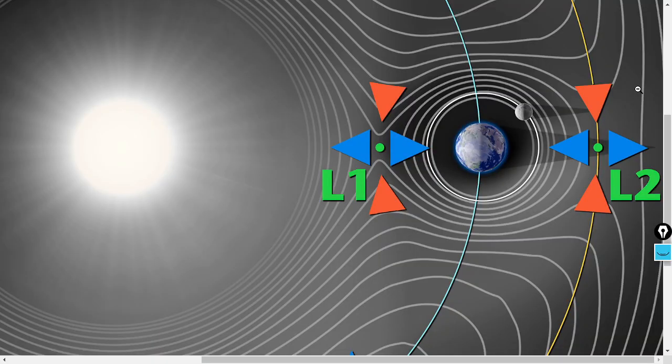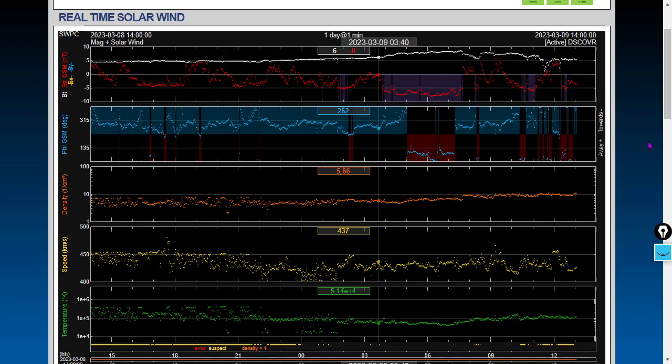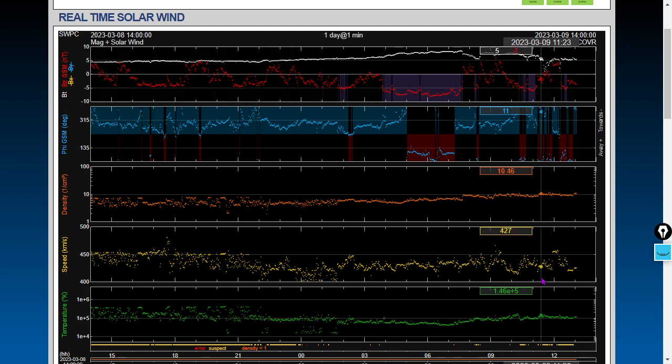So before we get to that info, let's take a look at the real-time solar wind measured at Lagrange point 1 by the ACE and DSCOVR spacecraft. So the current situation is 425 kilometers per second for the solar wind velocity, solar wind density just under 10.5 protons per cubic centimeter.